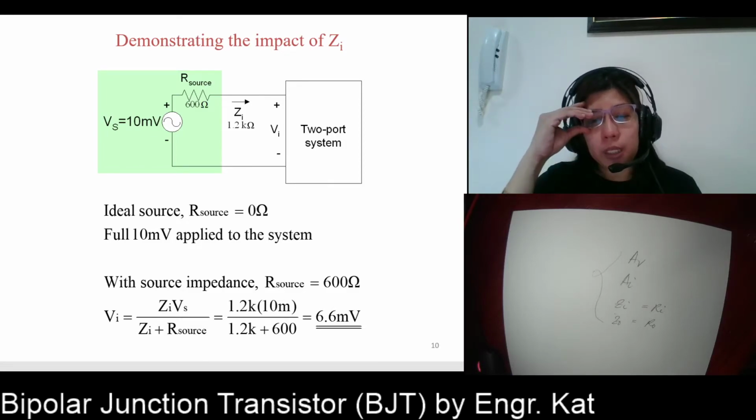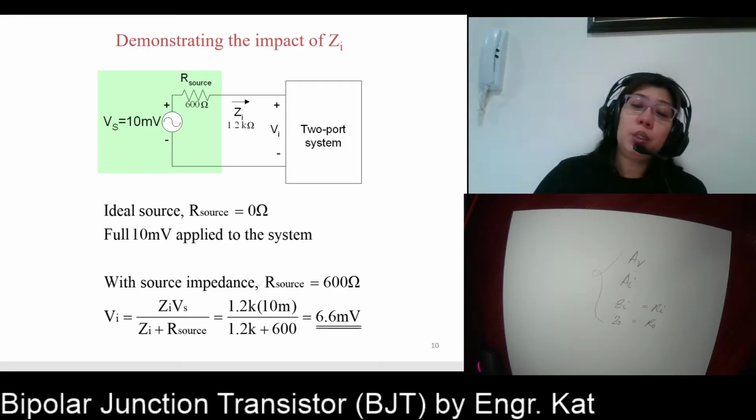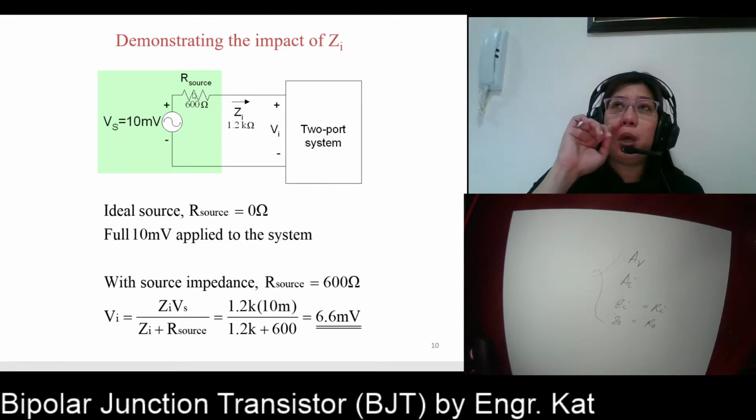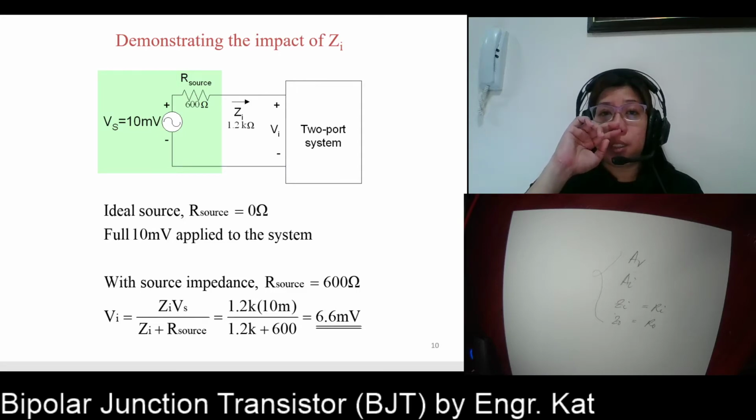So from the 10 millivolts here, only 6.6 millivolts will be amplified by your transistor amplifier circuit. How about the 3.4 millivolts? The 3.4 millivolts was dropped here, so that is already considered a loss in the system. So that is the impact of ZI.